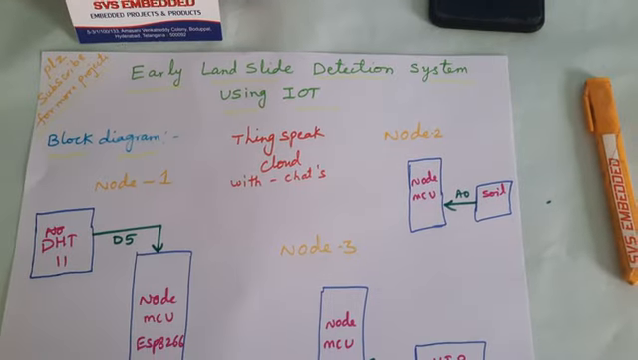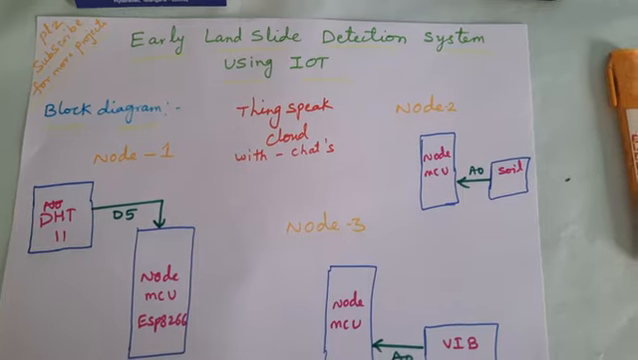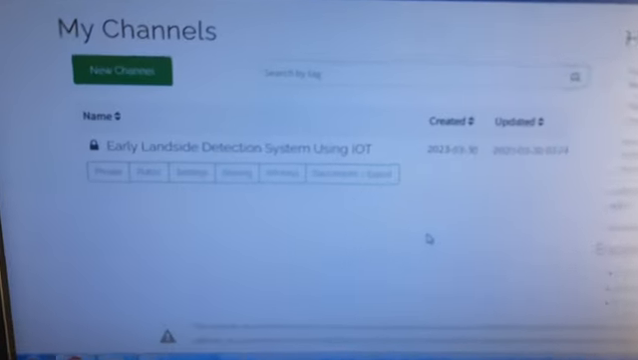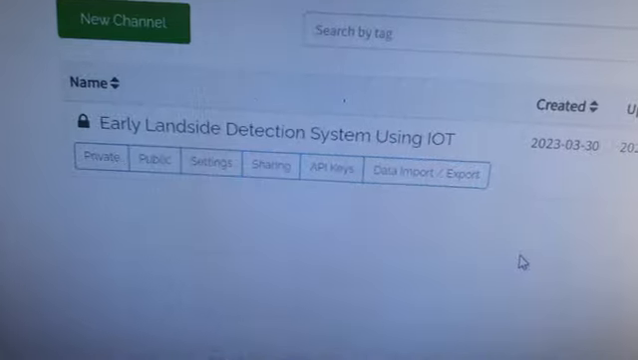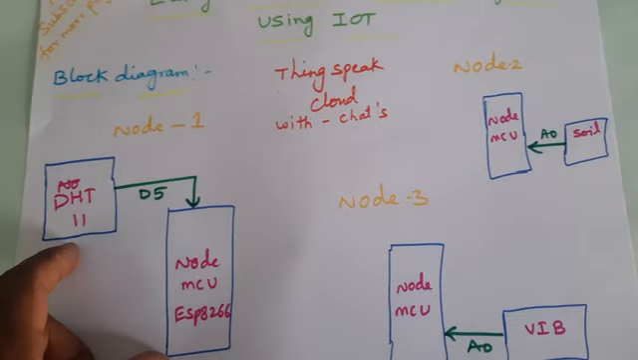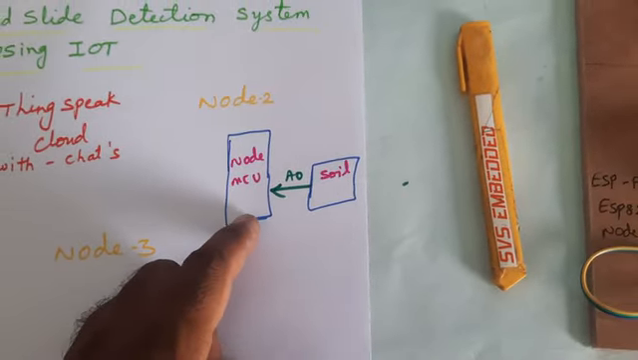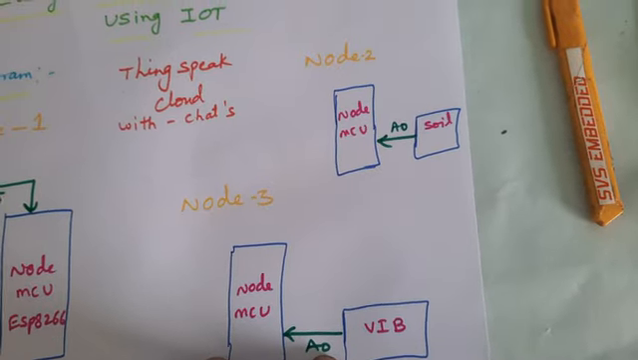The project title is Early Landslide Detection System using IoT ThingSpeak Cloud. Here we are using early landslide detection using an IoT web cloud. There are 3 NodeMCUs. Each node consists of one sensor. Node 1 consists of a DHT11 temperature humidity sensor. Node 2 consists of a soil moisture sensor. Node 3 NodeMCU is connected to the vibration sensor.